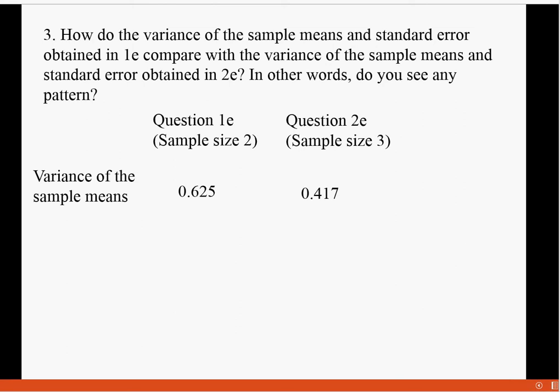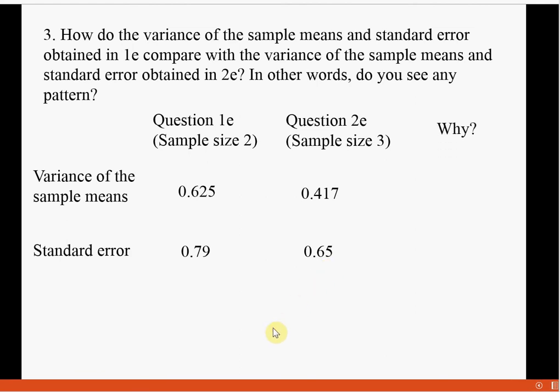What's going on? See, the sample size changed from 2 to 3. The variance of the sample means changed from 0.625 to 0.417. Now, the standard error for the first question, where the sample size is 2, is 0.79. In the second question, when the sample size rose to 3, the standard error dropped to 0.65. So every time we increase the sample size, the variance of the sample means declines in value. The standard error is also reduced in value.